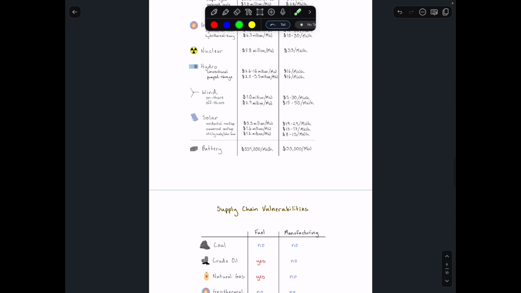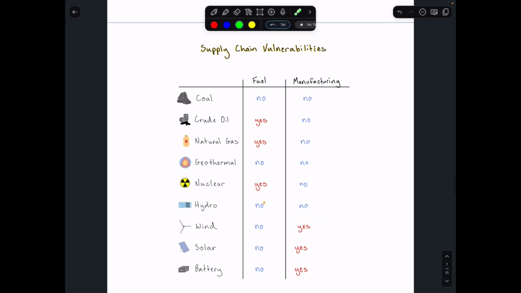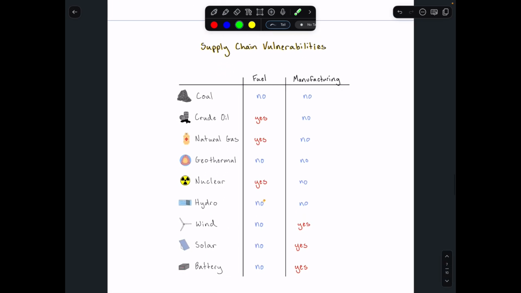All right, let's go on to the next section, supply chain vulnerabilities. If we look at this, it is split up into fuel and manufacturing. So for coal, as we discussed in the coal lecture, coal can be sourced from many, many different countries around the world. So there aren't a lot of concerns about the fuel supply chain for coal. And the power plants don't have a lot of concern in supply chain vulnerabilities.